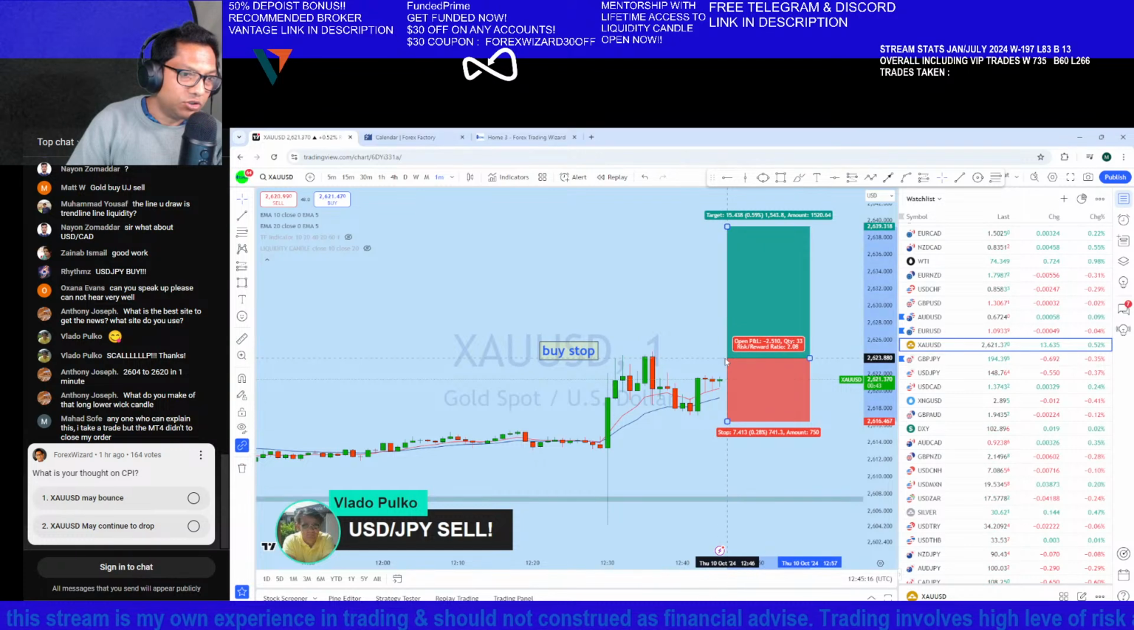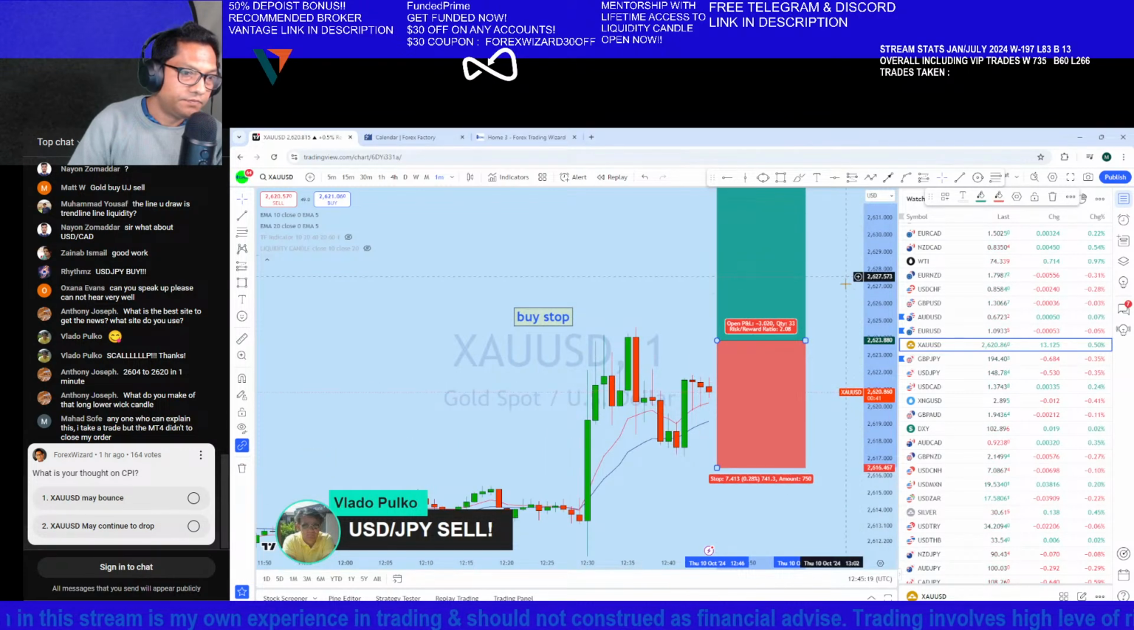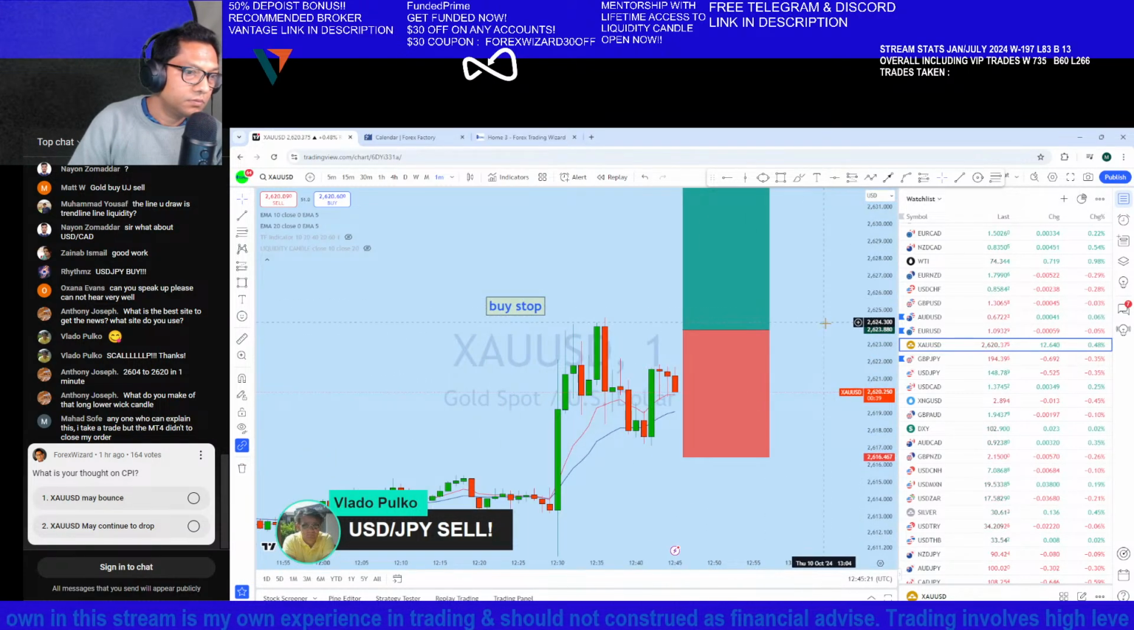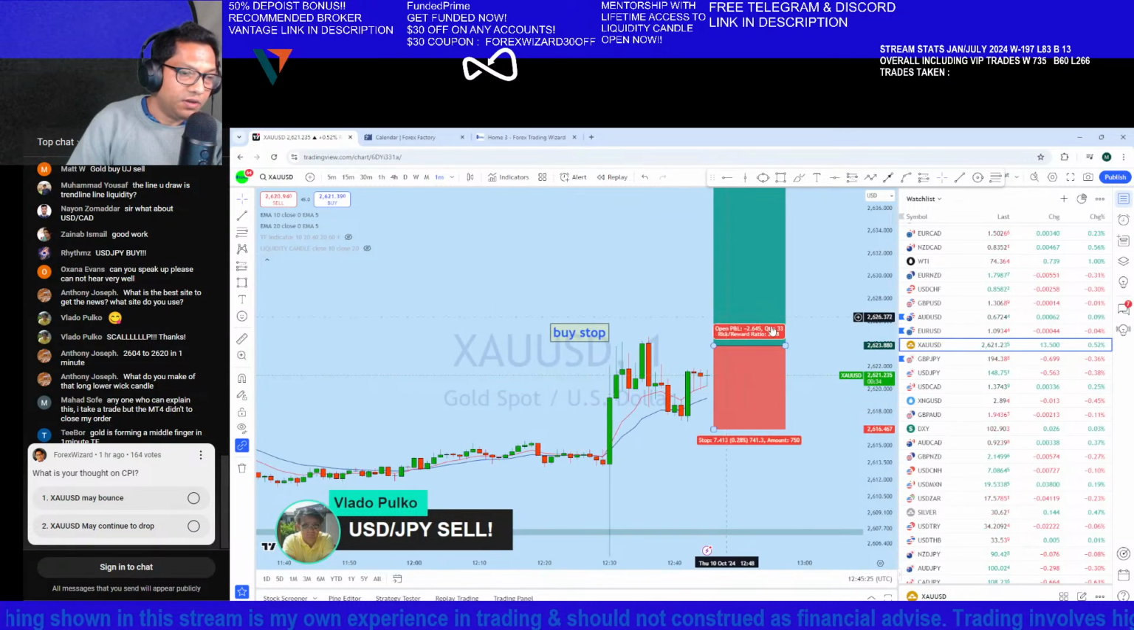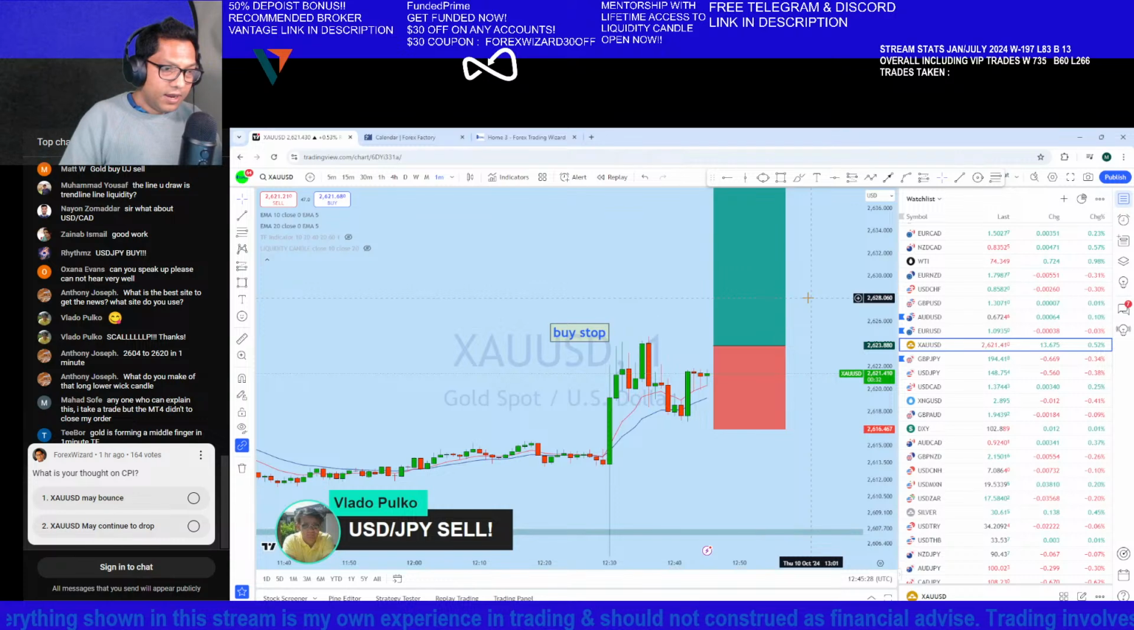So I placed a buy stop here in that area, and expecting it to trend. If it breaks out, then we will be entering the trade.